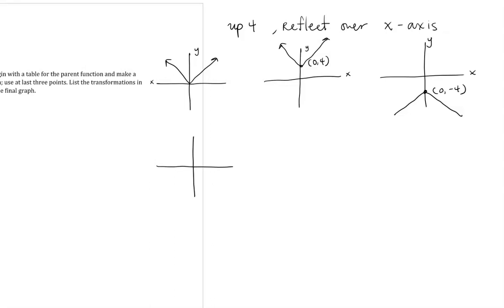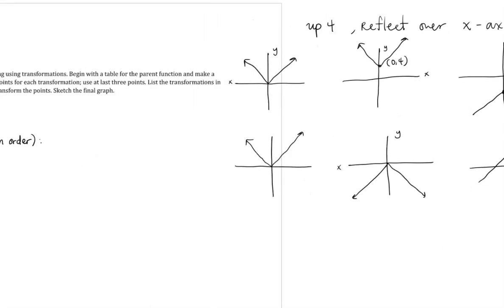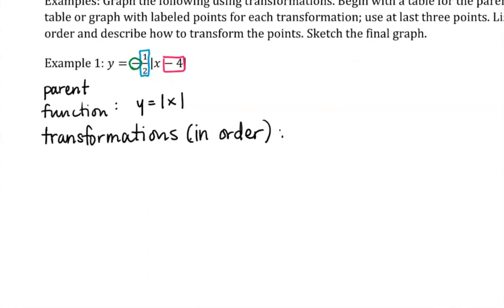But what if I said that first you should take the original graph of the absolute value of x and then reflect it over the x-axis first. So now it's upside down, and then push it up 4. Now it's up here at 0, 4. So this was first reflecting over the x-axis and then going up 4. It's a different graph. So the whole point of this is that the order that you do transformations in does matter. And how we identify the transformations in order is by following order of operations.